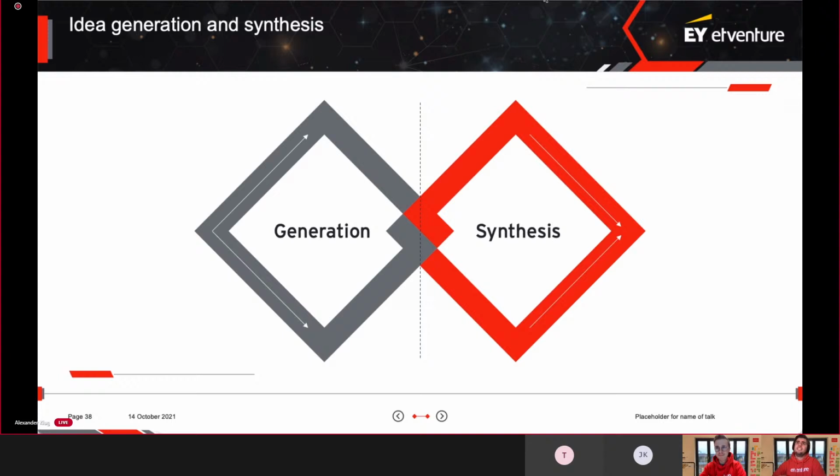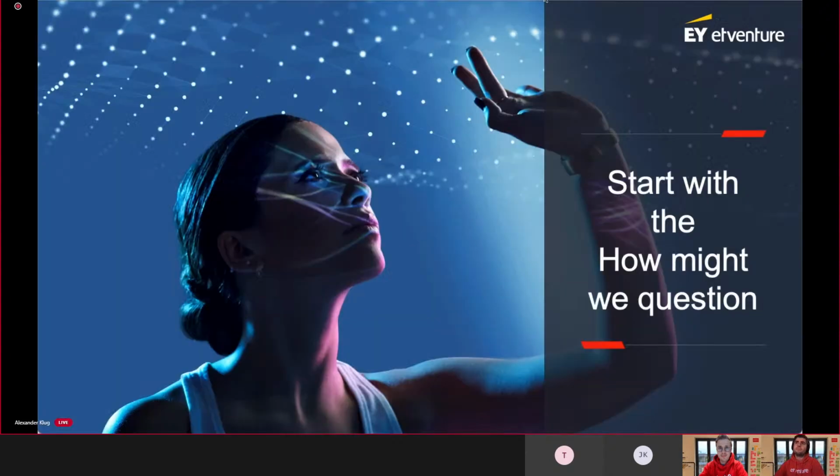Idea generation is kind of generating and then coming to a synthesis, so which idea you're going further with. But first of all, the generation is an open part where you think of a lot of ideas, a lot of solutions, and then later on you come to the synthesis.